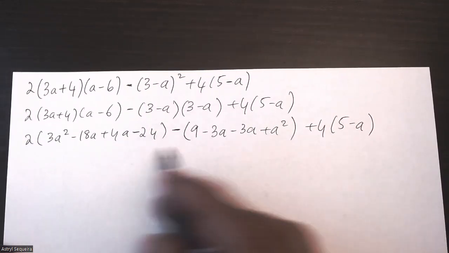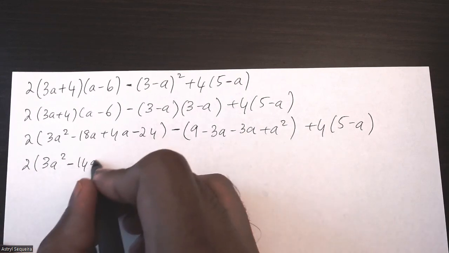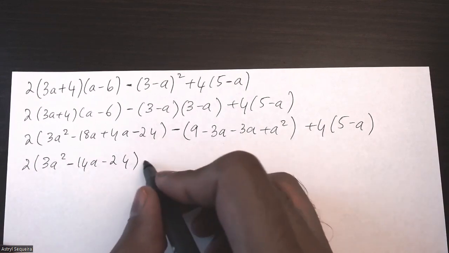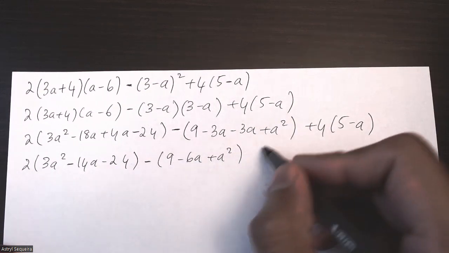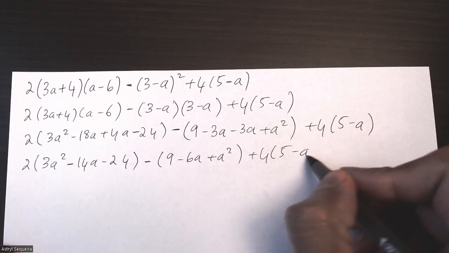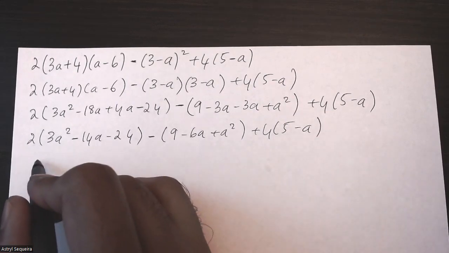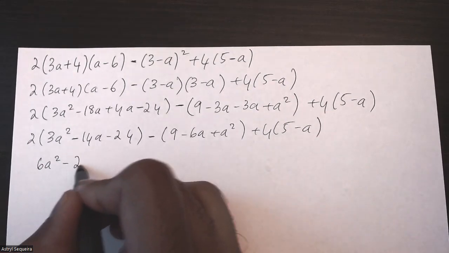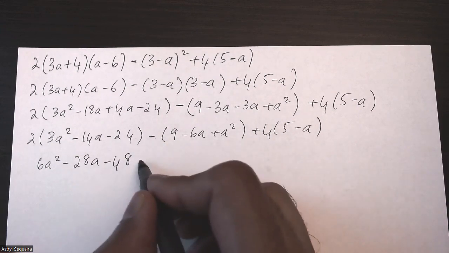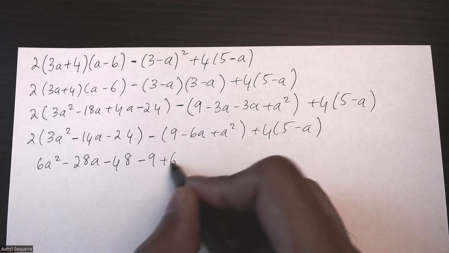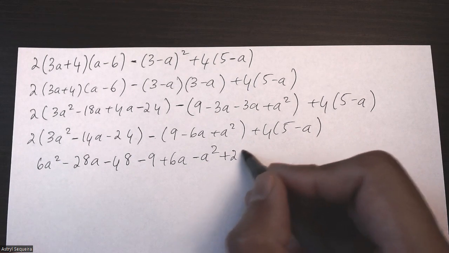I'll combine like terms in both brackets over there. It's negative 14a minus 24. Here it's 9 minus 6a plus a squared. It's 4 times 5 minus a. Finally, I'll multiply the numbers outside the brackets into the brackets. This is 6a squared minus 28a minus 48. Here I have to distribute the negative into the bracket, so it changes all the signs. Here I'm multiplying the 4 into this bracket.